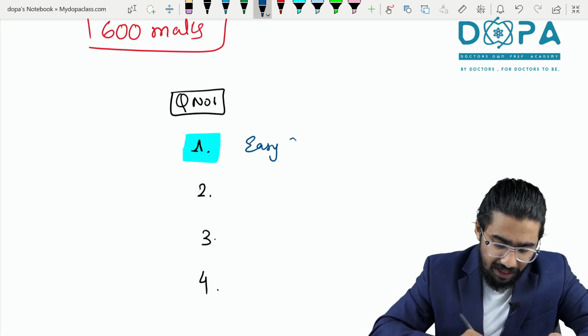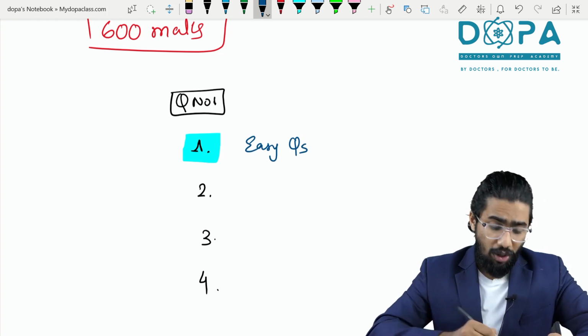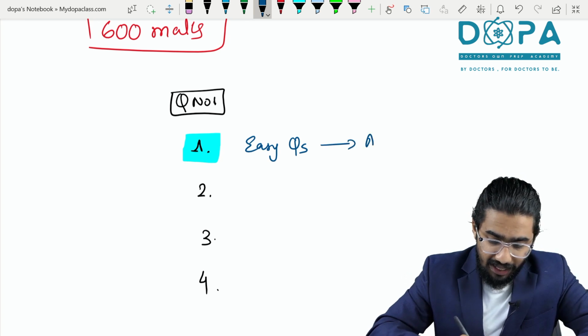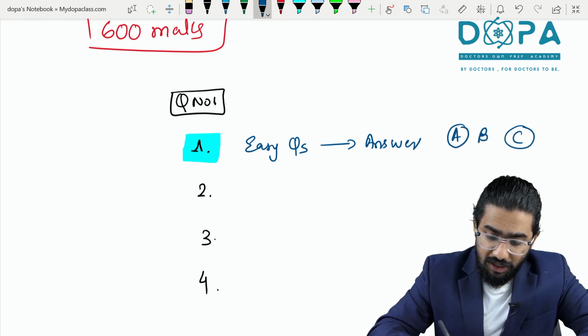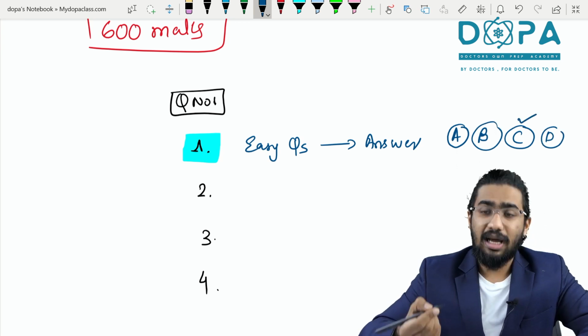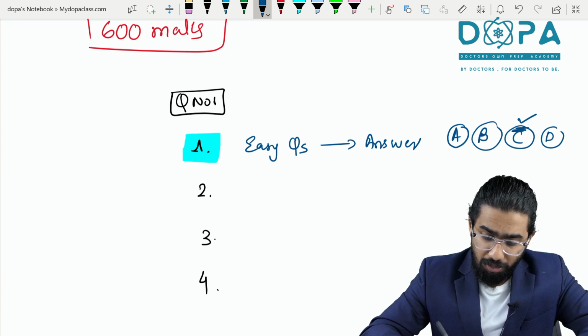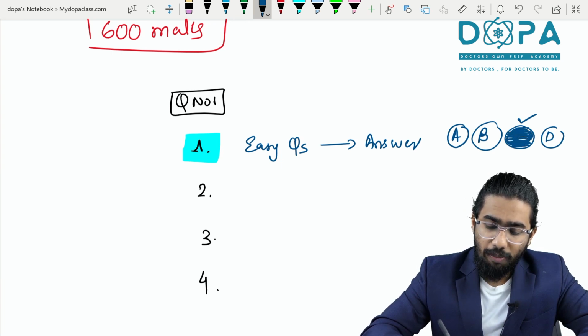Sometimes this can be an easy question. So what will you do? You have to answer it directly. Go and answer it. You will find out whether the answer is option A, option B, option C or option D. You have to find out which option is the correct answer. You have to select that correct answer and you have to bubble it on your OMR sheet also.